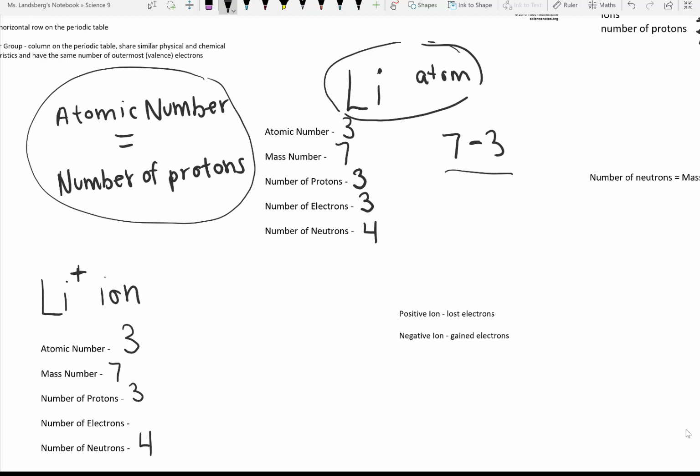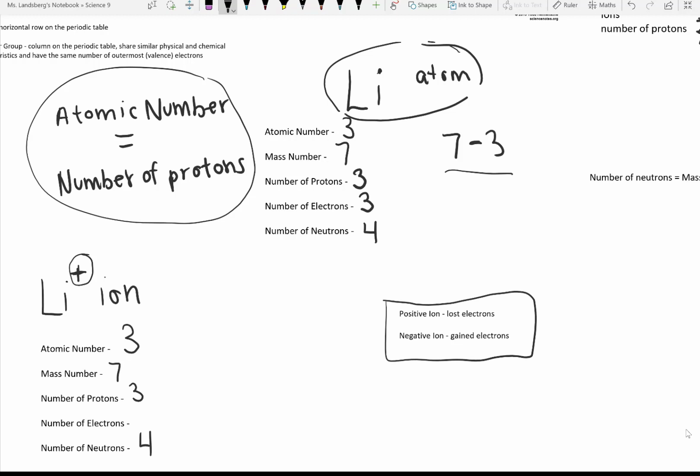Okay, now for number of electrons. You'll see here that I've put a positive in the top right corner because the lithium ion has 1 positive charge, a positive charge of +1. So I've written here positive ions means that electrons have been lost, and negative ions means that electrons have been gained. So this is a positive ion with a charge of +1.